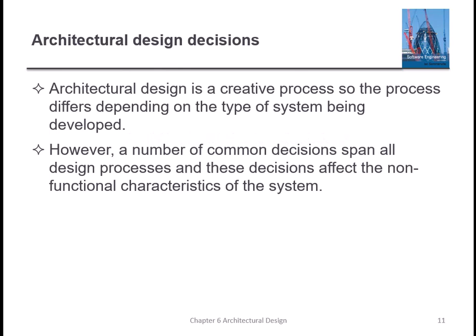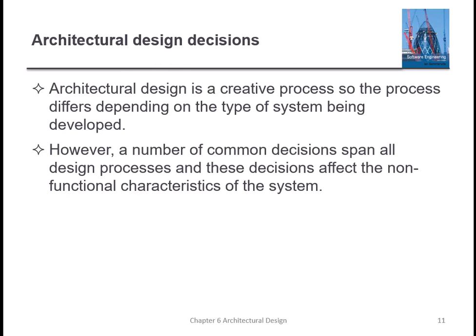Now we come to discuss architectural design decisions. Architectural design is a creative process, so the process differs depending on the type of system being developed. So with architecture, we cannot say that this architecture is correct and this is not. Yes, we can say it depends on the type of the system. So each and every system type possesses a different architecture, or we can say that some architectures fit more in a particular situation or type of software and do not fit in others.